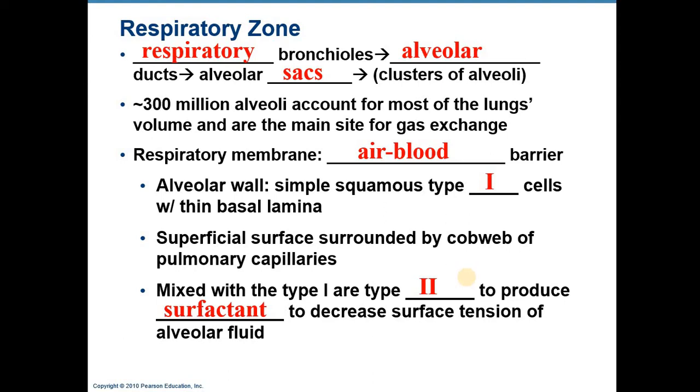As far as the respiratory membrane, you have an air-blood barrier. The alveolar wall is simple squamous type 1 cells, and those help with secretion. You have a superficial surface with a cobweb structure over the alveoli, helping with gas exchange and helping keep the alveoli from collapsing. But the main thing that keeps the alveoli from collapsing is the surfactant produced by the type 2 cells. This allows them to resist external force pulling those alveoli in, and it keeps them open.